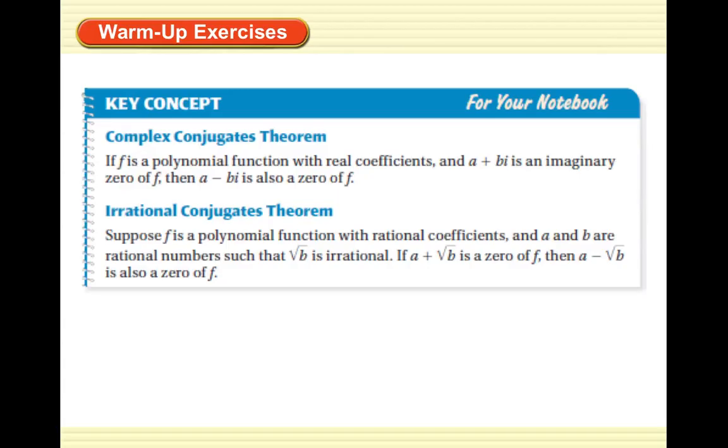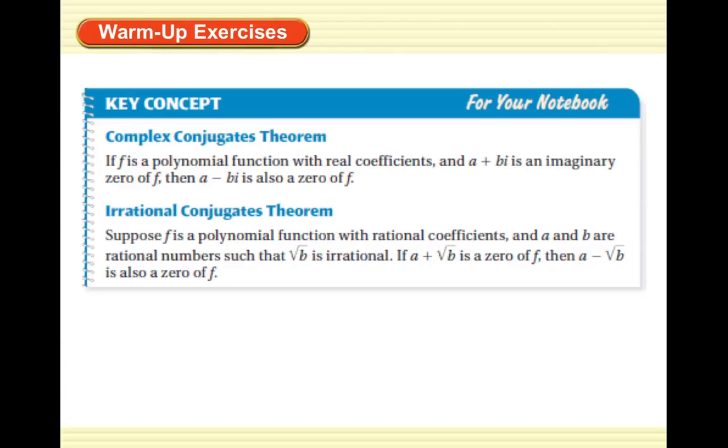Irrational conjugates theorem: suppose f is a polynomial function with rational coefficients, meaning these are going to be either whole numbers or fractions or decimals that terminate. And a and b are rational numbers, such that square root of b is irrational. Then a plus the square root of b is a zero of f, and a minus the square root of b is also a zero of f.